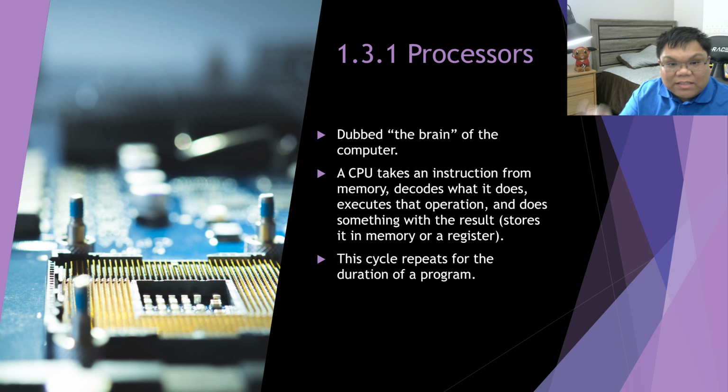The first thing is the processor. We call this the brain of the CPU because it takes an instruction from memory, decodes what it does, and then executes that operation. And then it does something with the result. And then this cycle, I was always taught this as input, process, output, store. But you may also see the terms fetch, decode, execute. And this cycle repeats for every instruction in a program for the whole duration of a program.